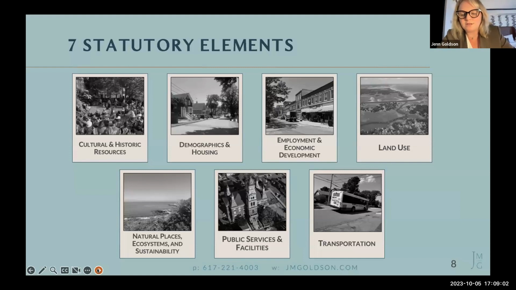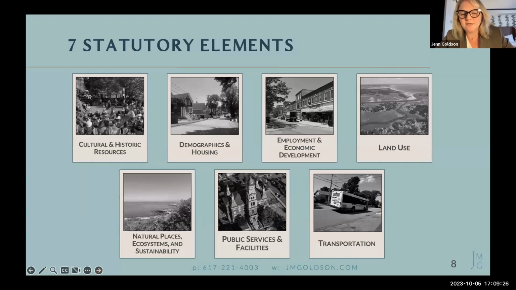But you'll see in the work that we do, we're really looking for those interconnections, which I'll talk about in a minute. But the 7 statutory elements are here: cultural and historic resources, demographics and housing, employment and economic development, land use, transportation, public services and facilities, as well as natural places, ecosystems, and sustainability.